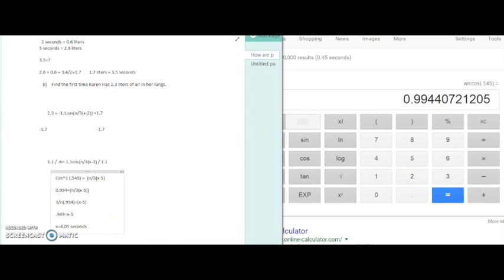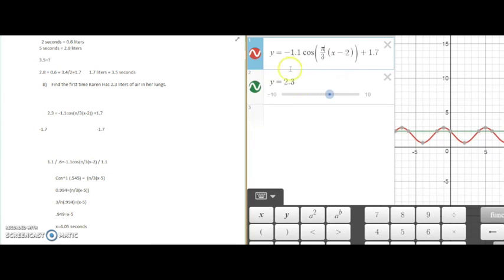You could also do this in the calculator. It makes it easier. It makes a lot of things easier. You simply put y equals 2.3, and it will give you (4.051, 2.3). That's the point on the graph.